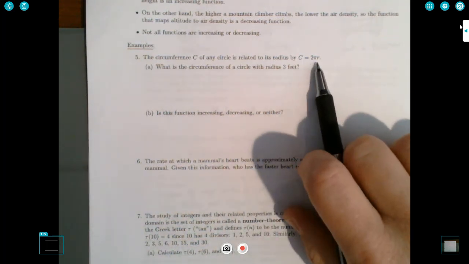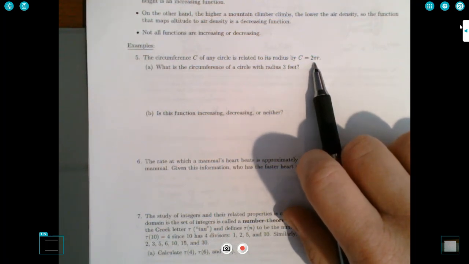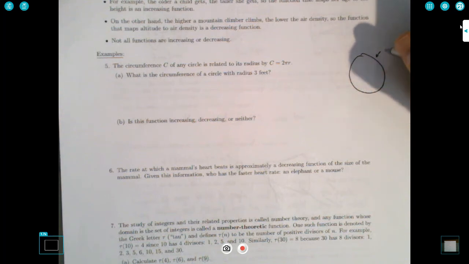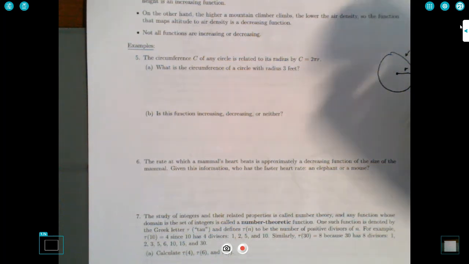So let me give you some more examples, right? Example 5 says the circumference c of any circle is related to its radius by c equals 2 pi r, where pi is about 3.14. So 2 times pi times radius r. That's the circumference of the circle. The circumference is the distance around the circle. The radius is the distance from the center of the circle to the edge of the circle. So that's the radius r. So the circumference is 2 times pi times the radius.